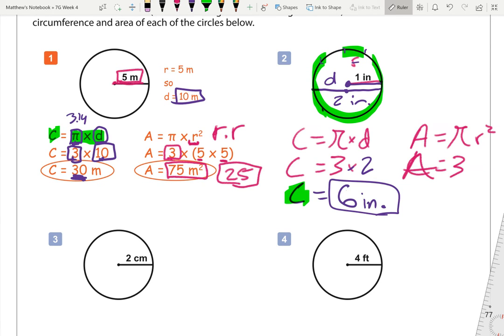So looking at the area, we have 3 times the radius squared. So the radius here is 1. And so I'm going to do 1 times 1 here because that's with the radius squared.